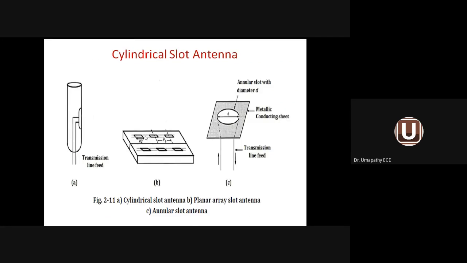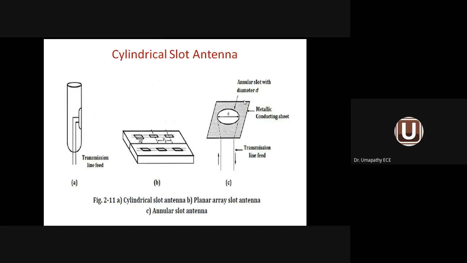There are three types of slot antenna available here. One is the cylindrical slot antenna. Over the surface of the cylinder, a vertical slot will be created through which the transmission line signal will be fed. In such a case, it is called cylindrical slot antenna. The second one is called planar array slot antenna. I want to increase the gain and directivity of the slot antenna, so my option is to go for an array slot antenna, which is shown in figure B.